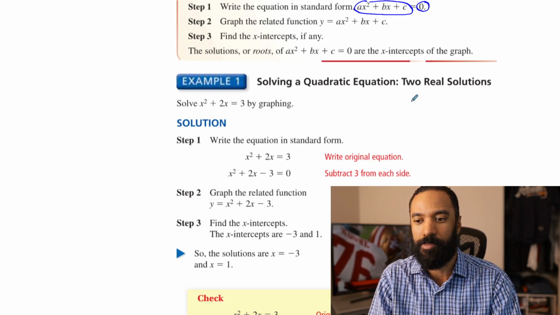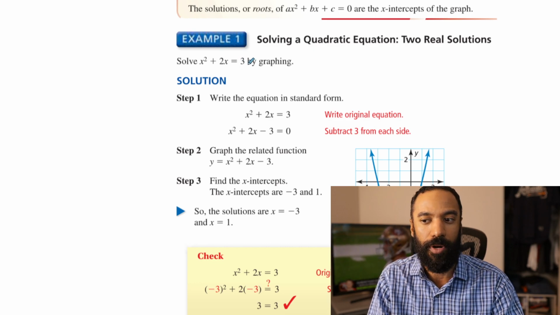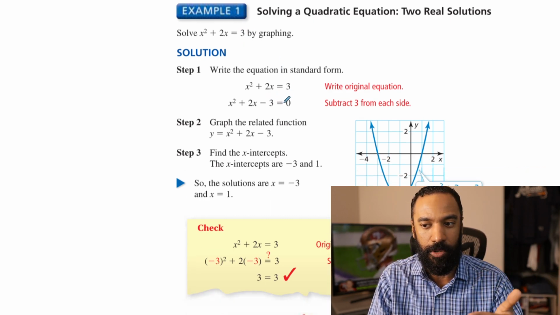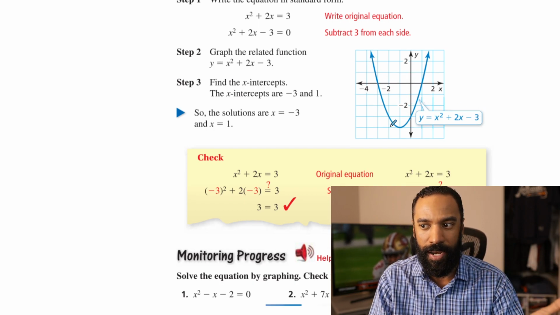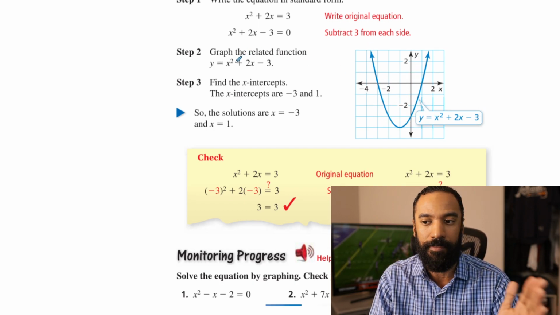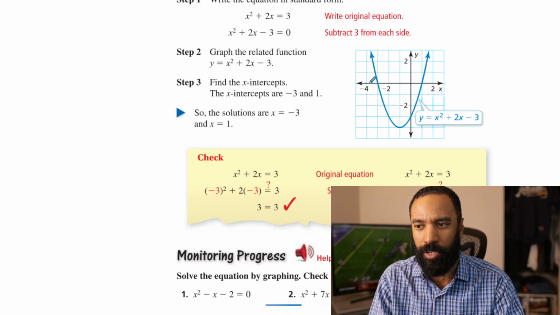So we're finding x-intercepts. So we solve x squared plus 2x equals 3 by graphing. What we're going to do is subtract the 3 over, set it equal to 0, and draw this graph. I'm not going to explain why the graph is drawn the way it is right now, but boom, here is the graph, right? Y equals x squared plus 2x minus 3. Use your whatever you're going to do.